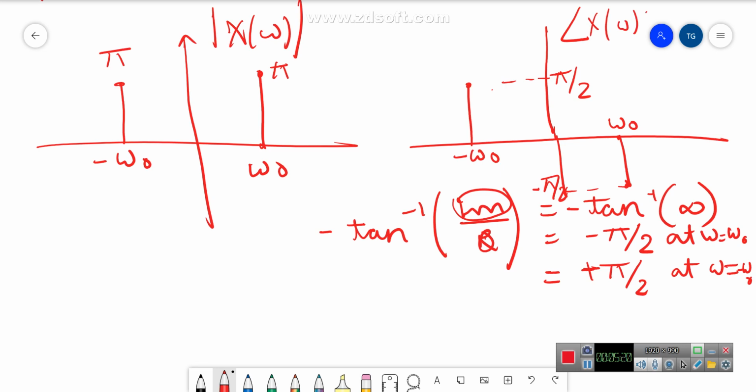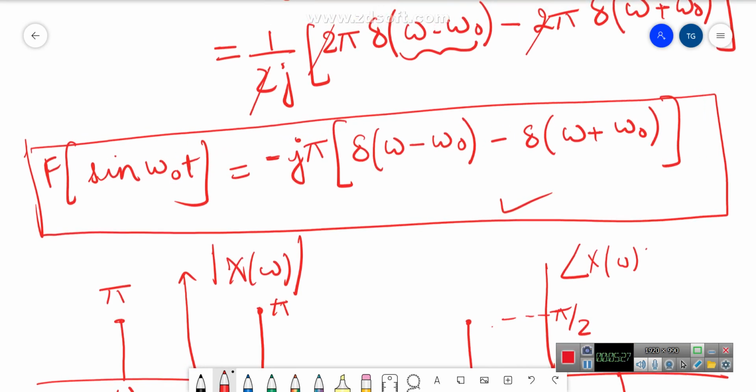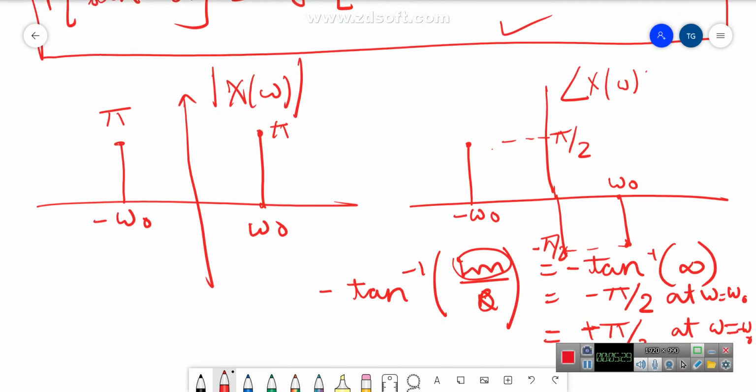So this is how we calculate the Fourier transform of our sine function, its magnitude spectrum and its phase spectrum.